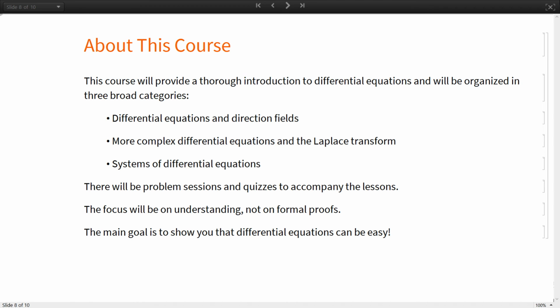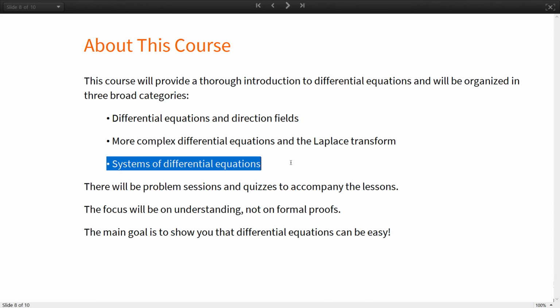This course will provide a thorough introduction to differential equations. The course is organized in three broad categories. We will first discuss differential equations in general, as well as the concept of direction fields. We will then move on to more complex differential equations and make extensive use of the Laplace transform. Finally, we will take a look at the theory of solving certain systems of differential equations. The lessons will be accompanied by problem sessions and quizzes to reinforce the information that has been learned. We will focus on understanding the methods and the theory, but we will not dwell on formal proofs. The main goal is to show that working with and solving differential equations can in fact be very easy.